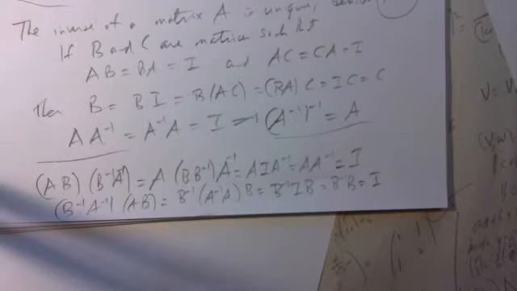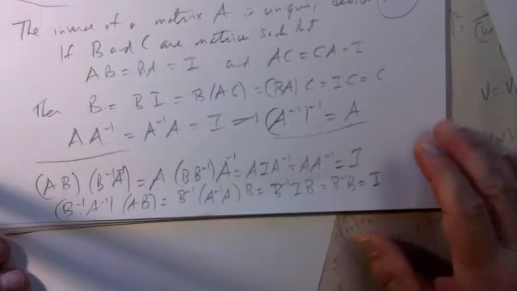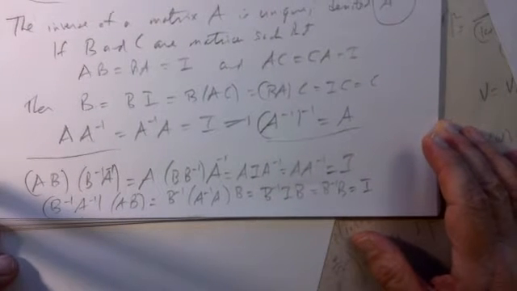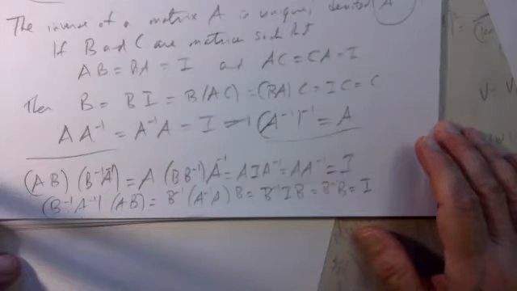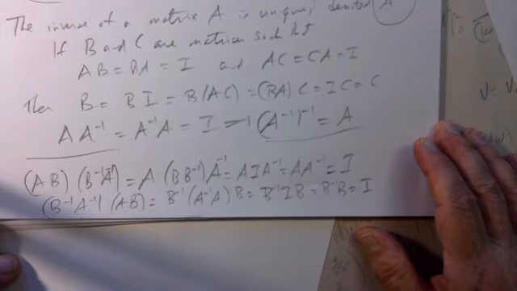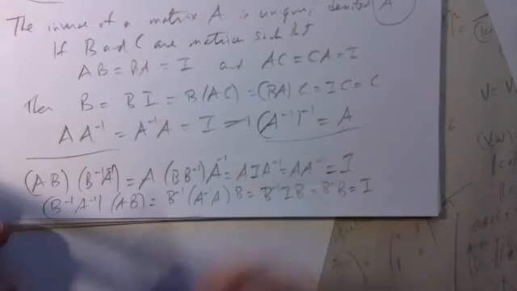Okay. Any questions? Wait. Yeah. So I was with you when you were showing that A times A inverse is the identity. But I was lost when you said that the inverse of A inverse was A. I don't understand that.